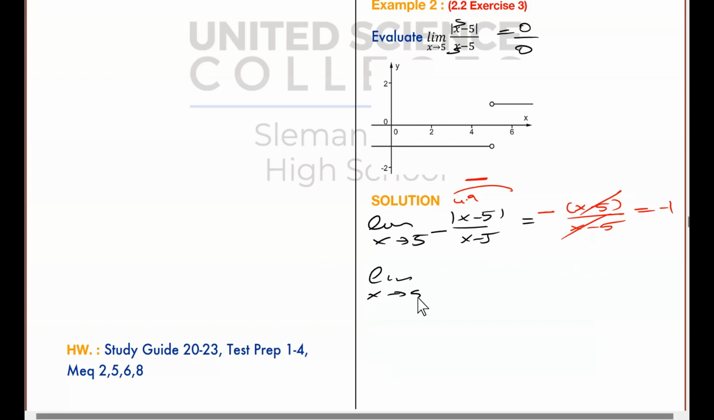Limit as x approaches 5 from the right of absolute value x minus 5 over x minus 5. So now you pick a number greater than 5, very close to 5, like 5.1. 5.1 minus 5, inside is positive. So if inside is positive, the same function will come out. Then when they simplify each other, it's 1. Left side limit is negative 1, right side is 1, then the limit does not exist.